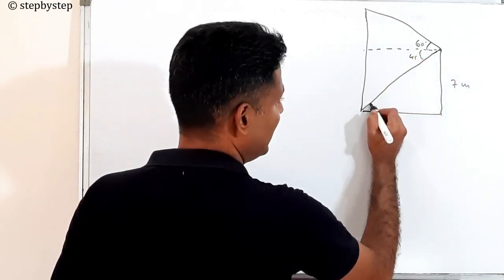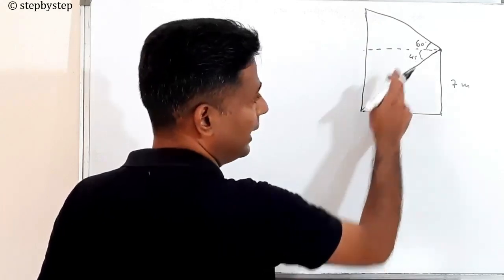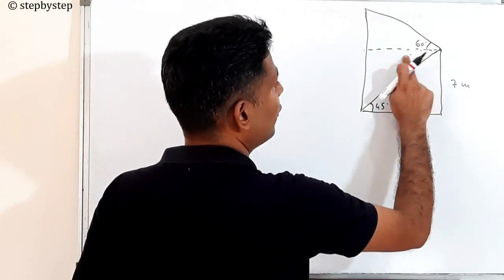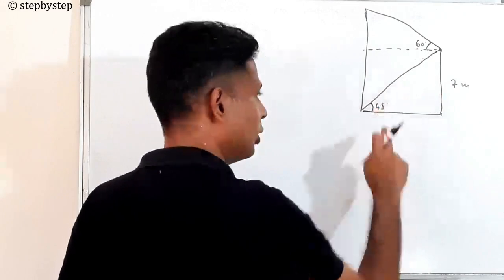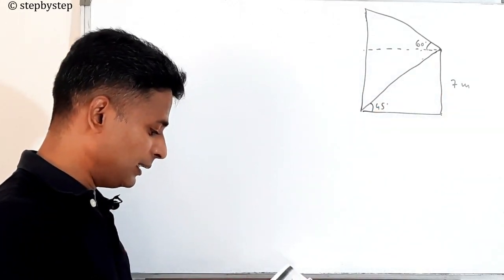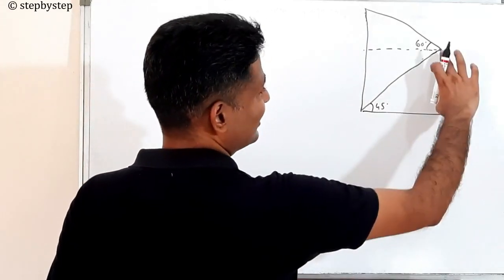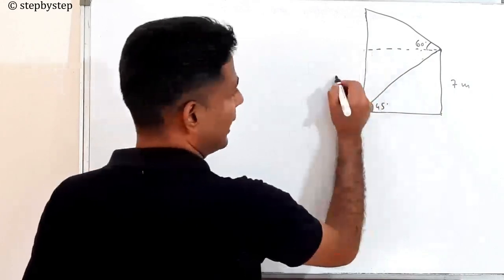If this is 45 degrees, this also will be 45 degrees. Remember, like I said, alternate angles. So if the angle of depression is 45 here, this angle also will be 45 degrees. Alright. Determine the height of the tower. Now they have asked you to find this whole height. Now since this is 7, this also is 7, right?